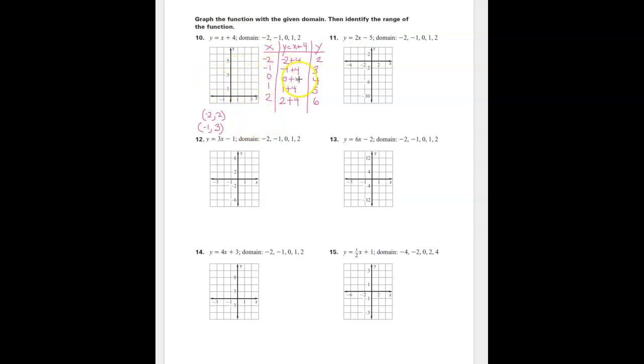So the next one is going to be 0 for x, and then 4 for y. And then after that, we're going to have 1 for x, and we would have 5 for y, and then we would have a 2 for x, and we would have 6 for y, and then we're going to go and plot them out.